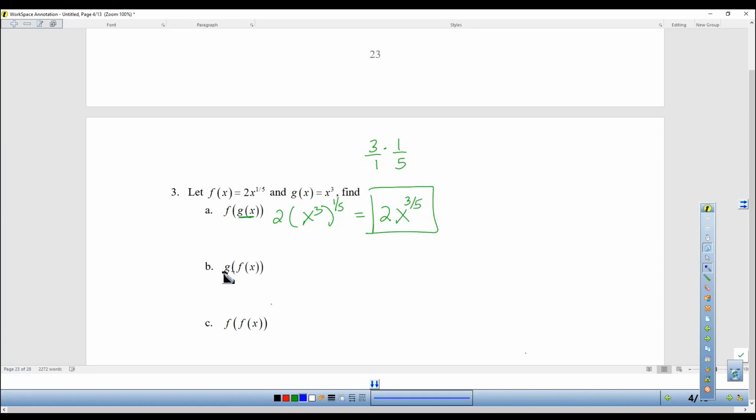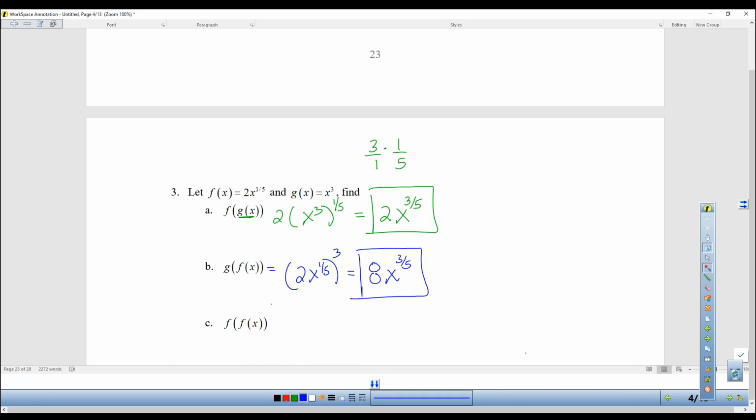The next one, g of, so something cubed, f of x, 2x to the 1/5. But now, be careful, now the 2 is also being cubed. It wasn't up here, that 1/5 only affected the x cubed. But now the whole thing is being cubed, so I get 8x to the 3/5.